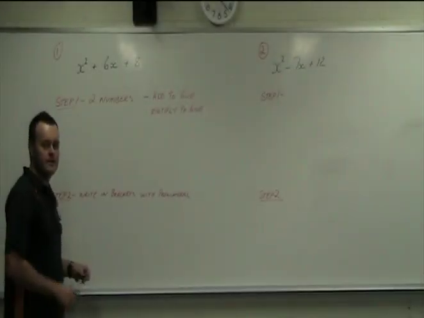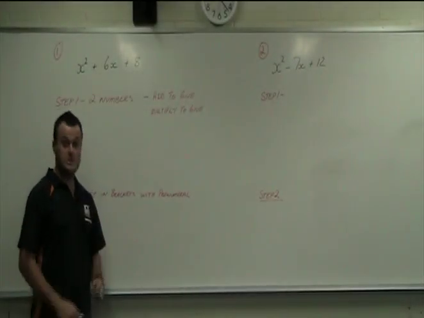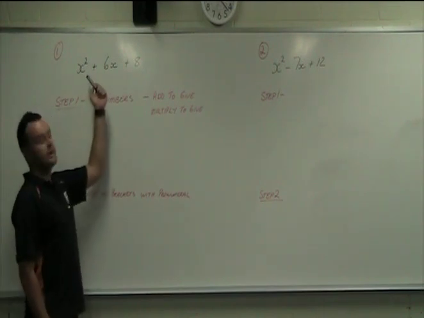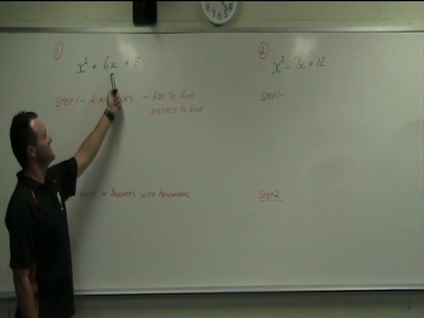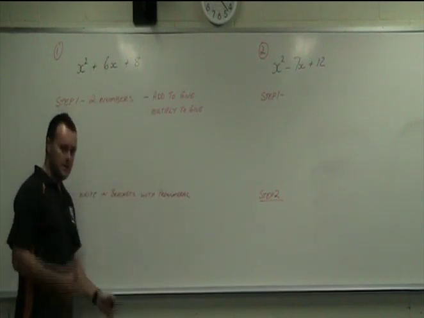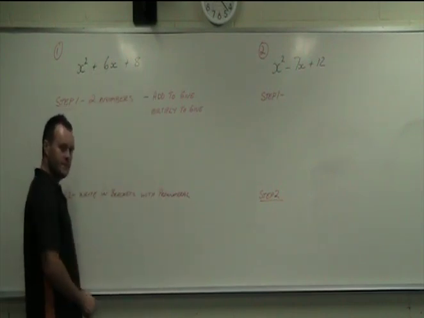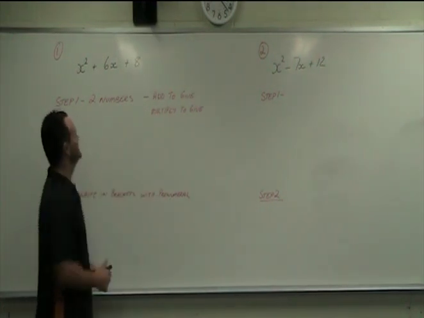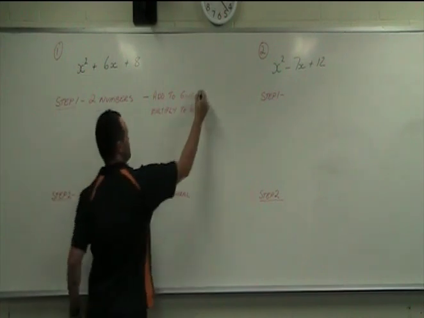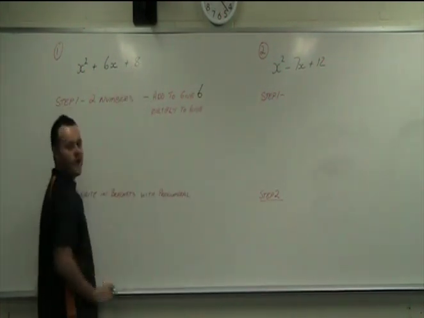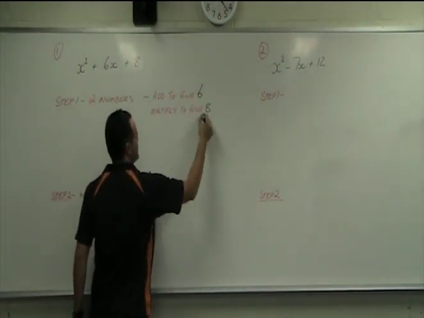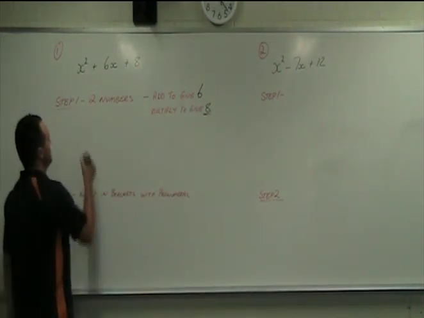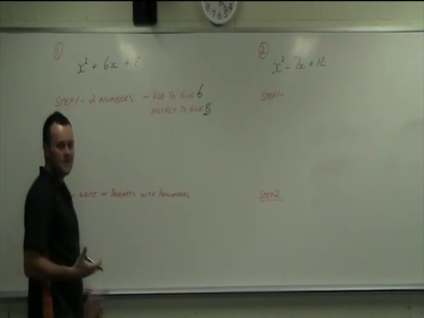Hi and welcome back. It's been a pretty long time, but let's see how it went with those questions. The first one we were looking at was x squared plus 6x plus 8. Going through the steps, let's have a look at what you've got. Step 1 is what are the two numbers that add to give 6 and multiply to give 8. So we're looking for the factors of 8. Now I would expect that you would have done 8 and 1.